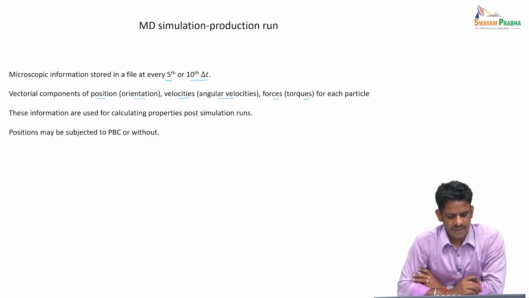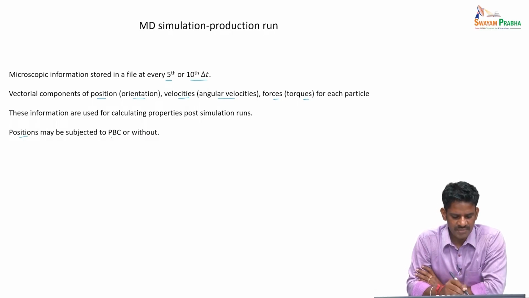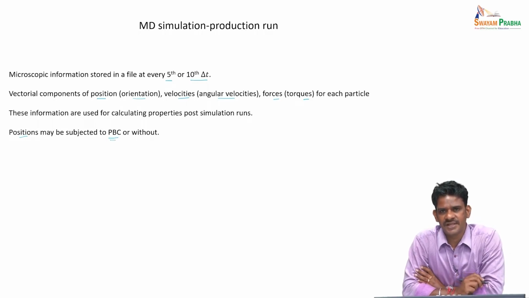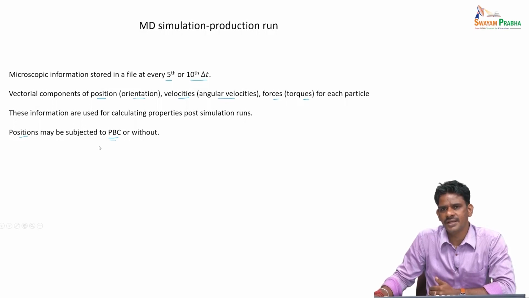When we record these positions, we may choose to store positions either subjected to PBC or without. The reason is that if you want to calculate mean square displacement, we are interested in the absolute positions without subjecting them to periodic boundary conditions. So sometimes we have to store without PBC, at other times with PBC. It all depends on what property we want to measure. All the analysis that we are going to discuss subsequently will assume that we have a file that contains the data of position, velocities, forces, and torques for all the particles at some equal interval of time.